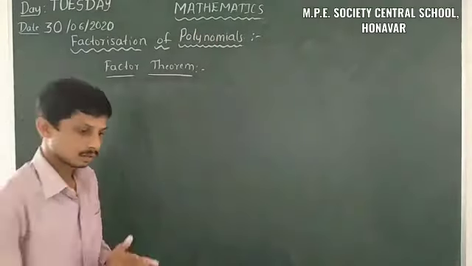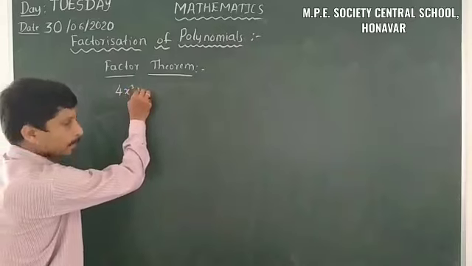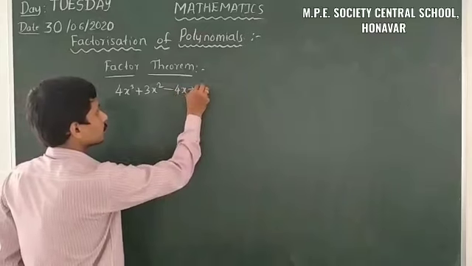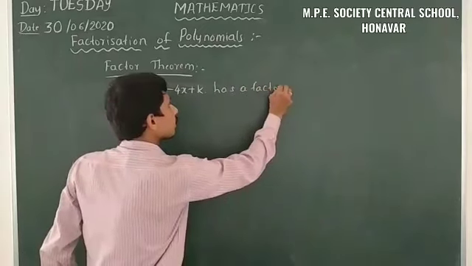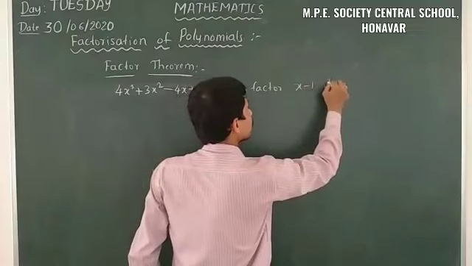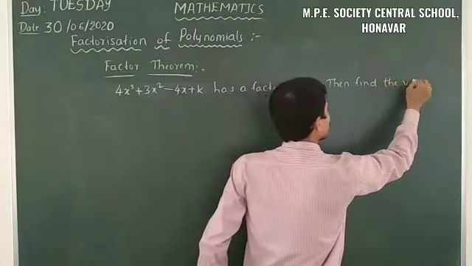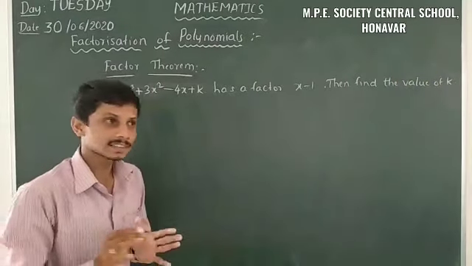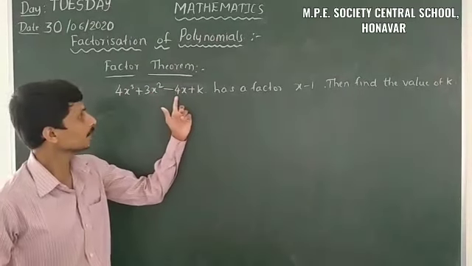So the next problem is: 4x cube plus 3x square minus 4x plus k has a factor x minus 1. Then find the value of k. The question tells us that 4x cube plus 3x square minus 4x plus k is a polynomial, and one of the factors is x minus 1.